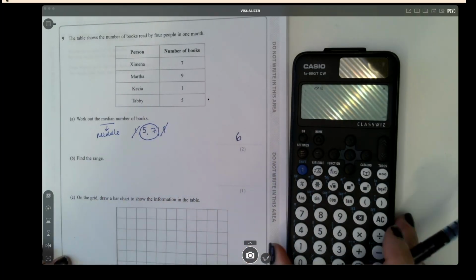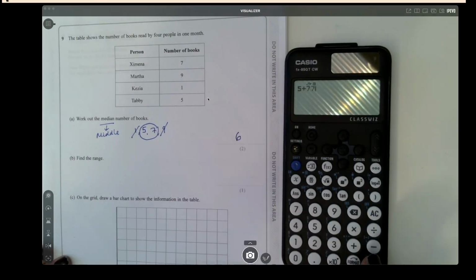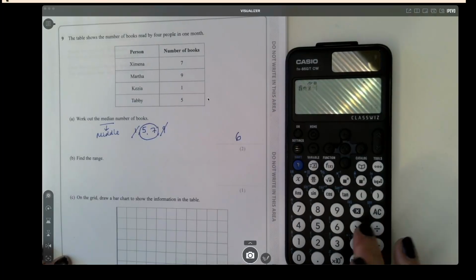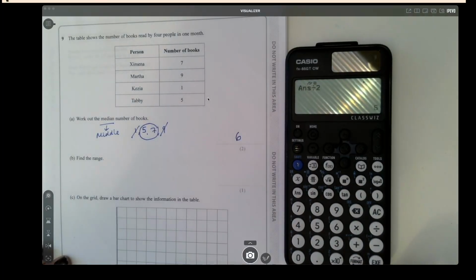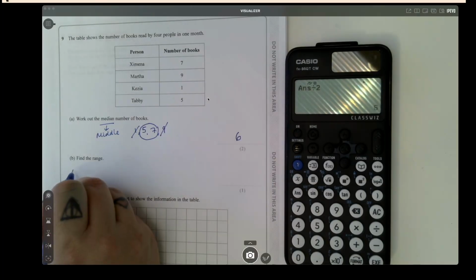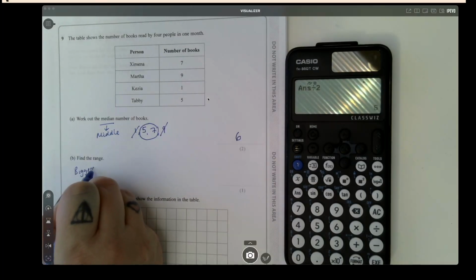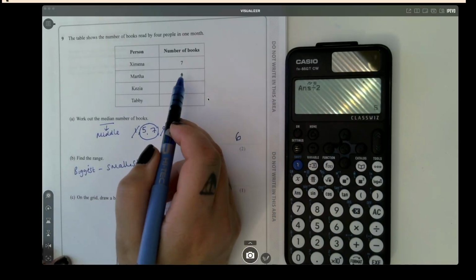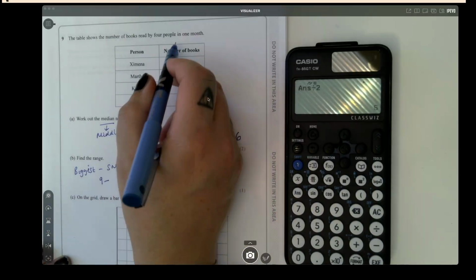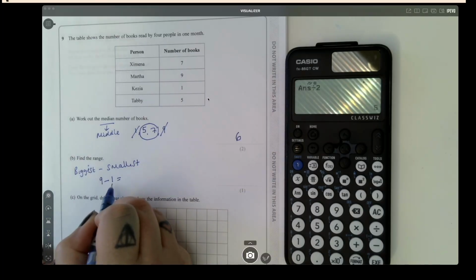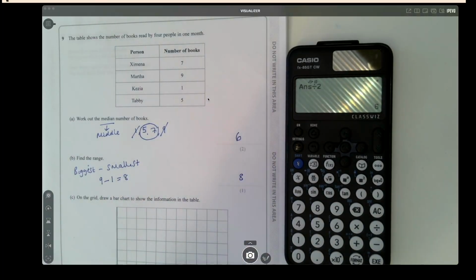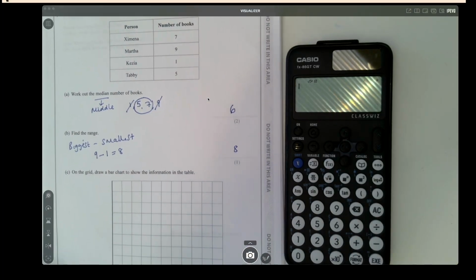If you weren't sure, on your calculator, 5 plus 7, and then divide by 2, and that'll tell you that middle point. Find the range. So the range is the biggest, subtract the smallest. So the biggest number is 9, the smallest number is 1, and 9 subtract 1 is 8, and pop that on the number line.